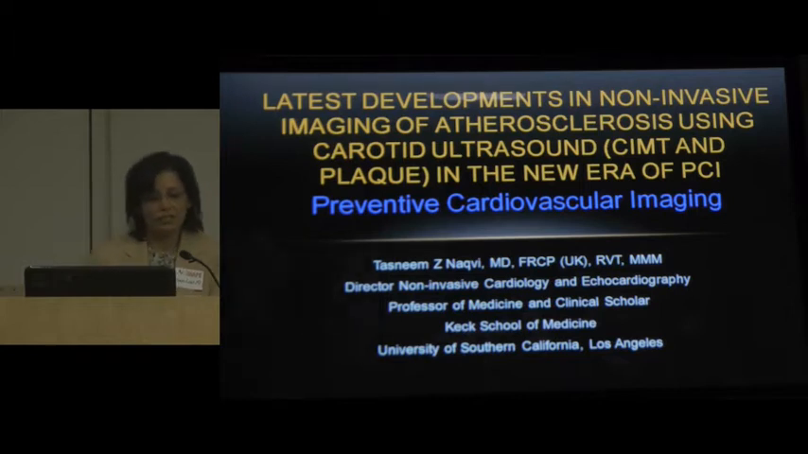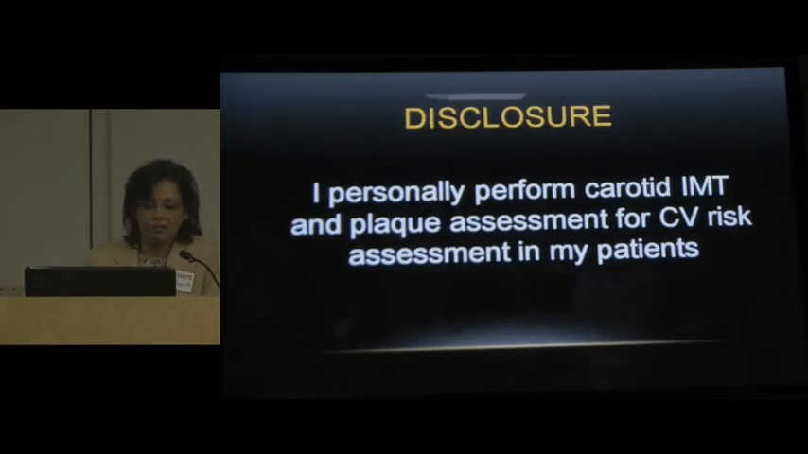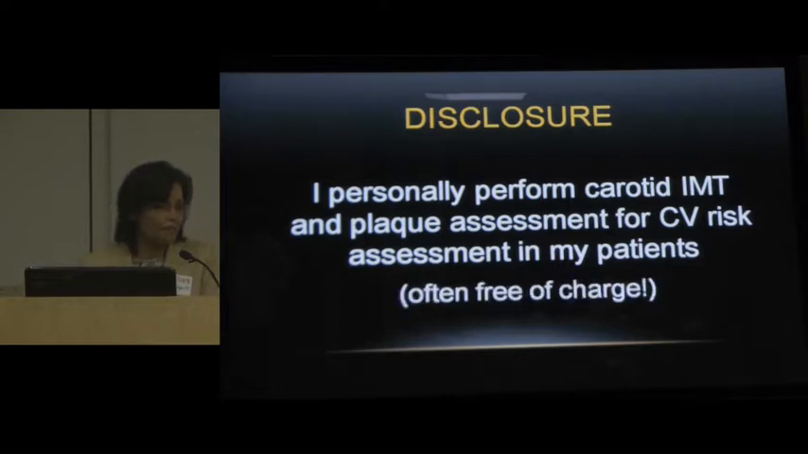I have a disclosure to make. I personally perform carotid IMT and plaque assessment for cardiovascular risk assessment in my patients, and I really mean it. And this is often free of charge because carotid IMT is not yet reimbursable in the state of California. It is in the state of Texas, and hopefully with the new guidelines, things are going to slowly change.